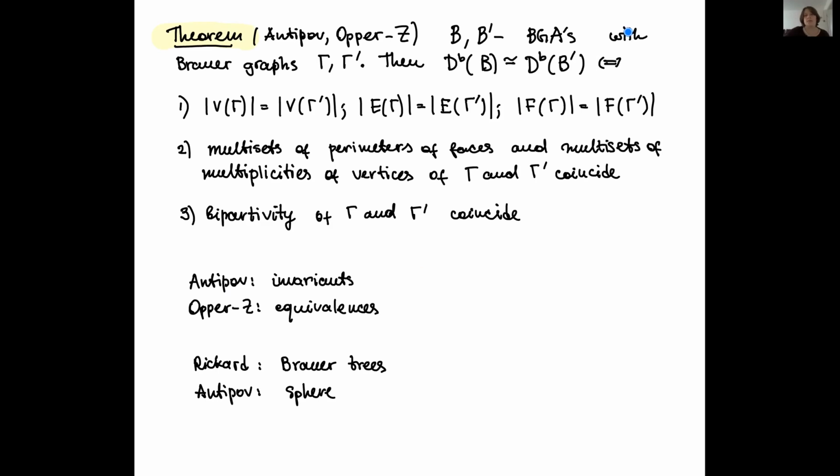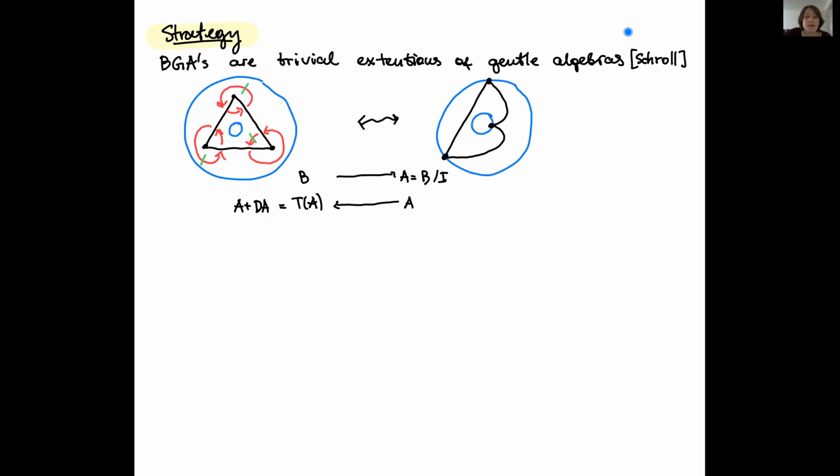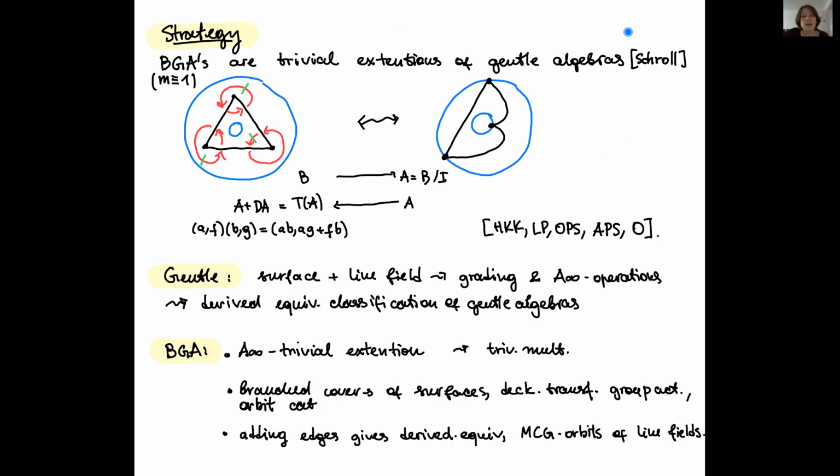Okay, so let me try to say a couple of words about the strategy of the proof. One of the main ingredients is the connection between Brauer graph algebras and Gentle algebras. Due to a theorem by Sebastian, Brauer graph algebras are trivial extensions of Gentle algebras in the case of trivial multiplicity, so when all the multiplicities at the vertices are equal to 1.